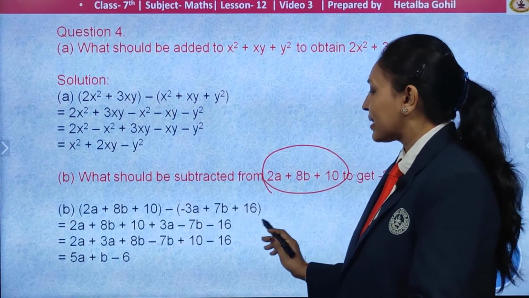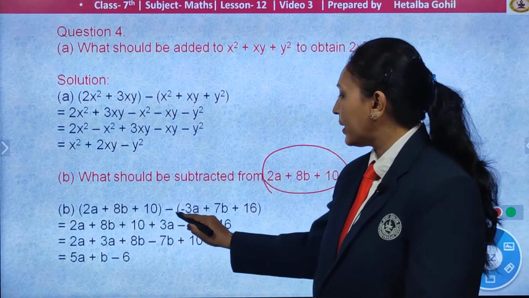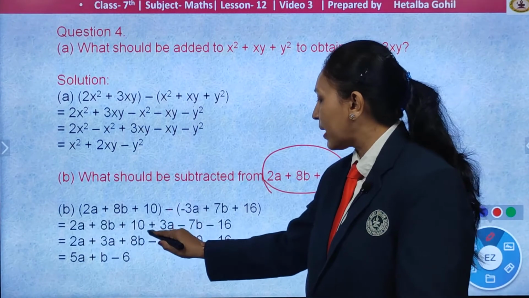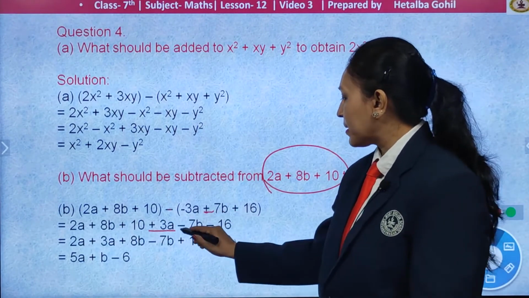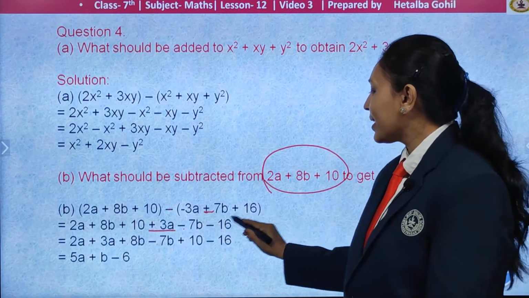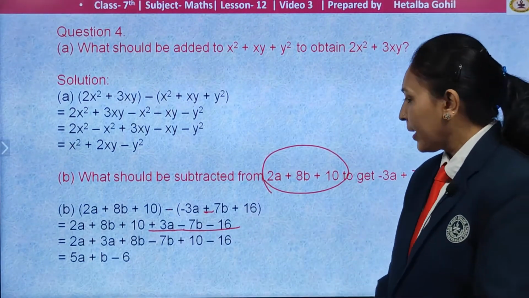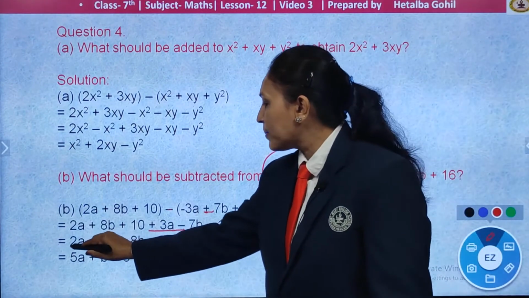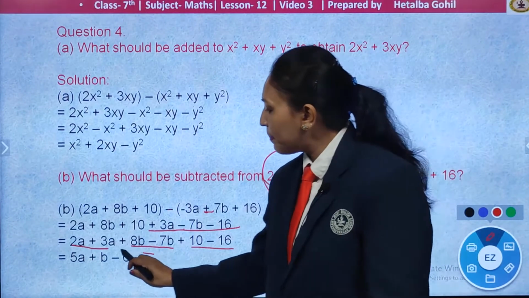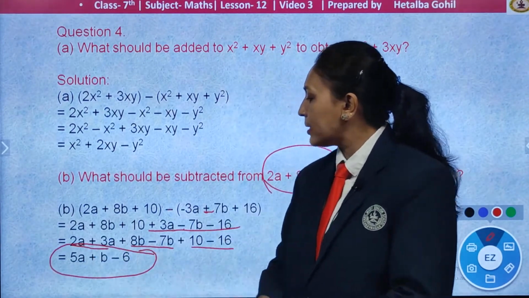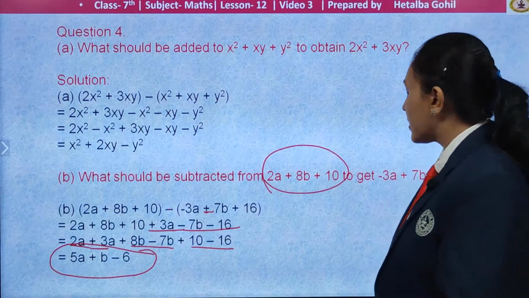7b plus 16. Now, when you simplify the signs inside the bracket, minus minus becomes plus, so we get plus 3a, here plus becomes minus 7b, and plus 16 will be minus 16. Now, collecting the like terms here, you can see the like terms are collected, and when you simplify, you are going to get your answer as 5a plus b minus 6.